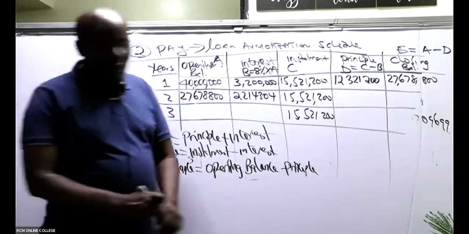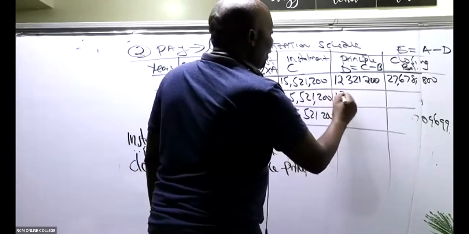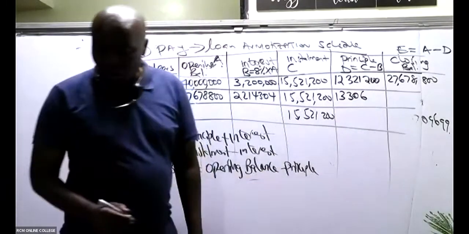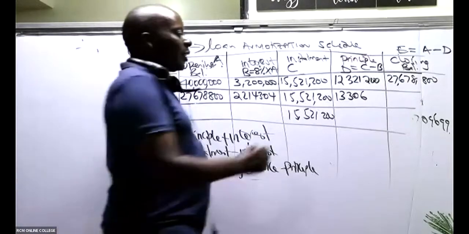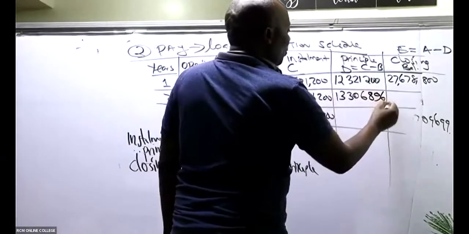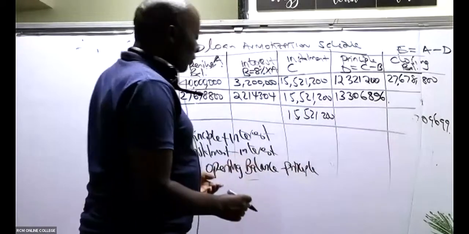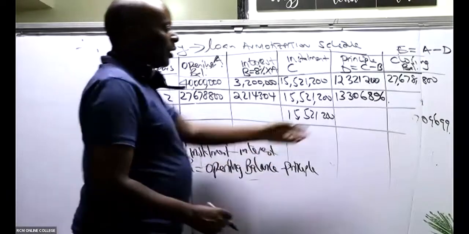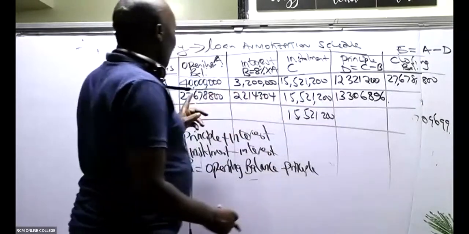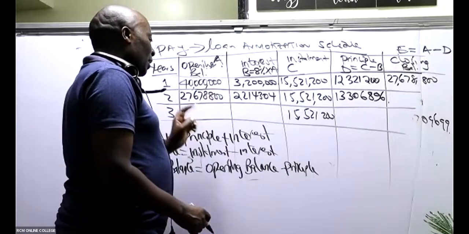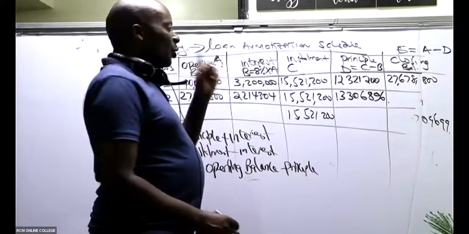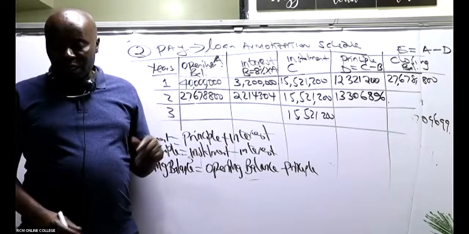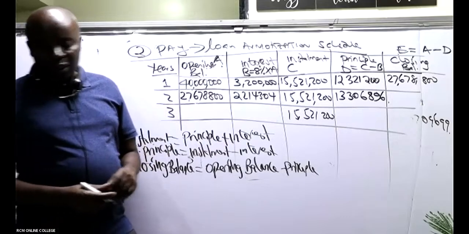So 13,306,896. Thank you so much. And therefore, the closing balance is very easy. For the closing balance, you take the opening balance minus the principal. So the figure that you have there in your calculator, you simply say the opening balance minus that answer. You should be able to give us the closing balance for year 2. We are almost finishing now, which according to Mumbi is 14,371,904.